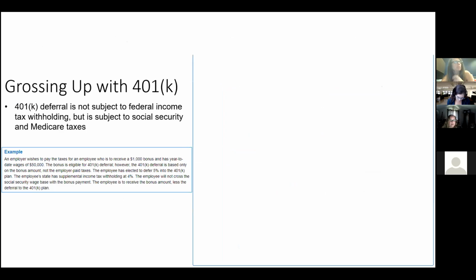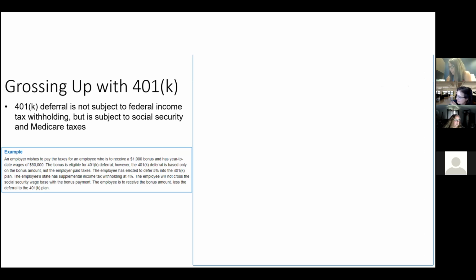Okay. Grossing up with a 401k can be a little bit tricky. The reason being, 401k deferrals are not subject to federal or state income tax, but they are subject to Social Security and Medicare. So you have to look at this in 2 pieces, because the entire deferral piece is subject to taxes for Social Security and Medicare, but not for federal or state income tax.